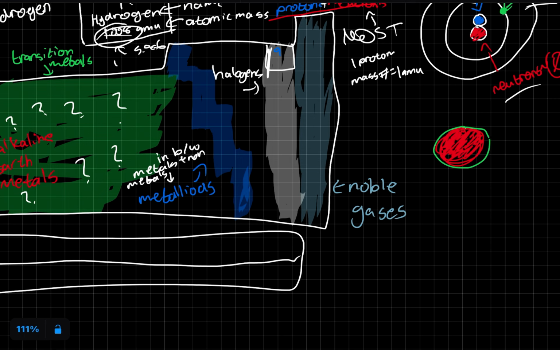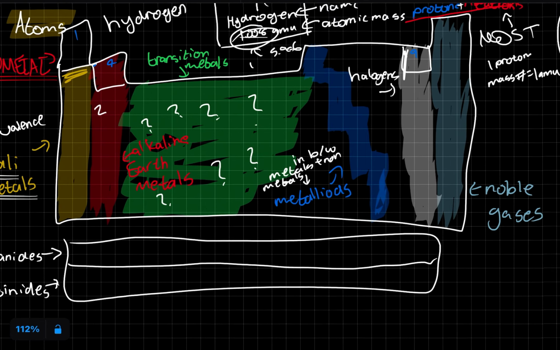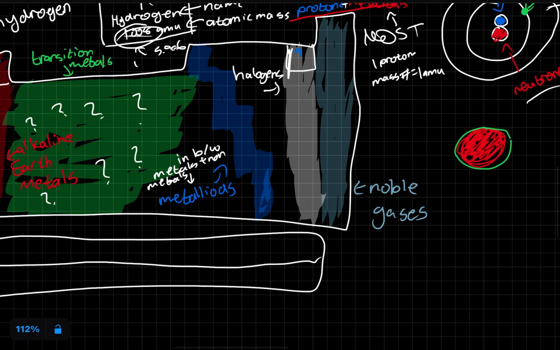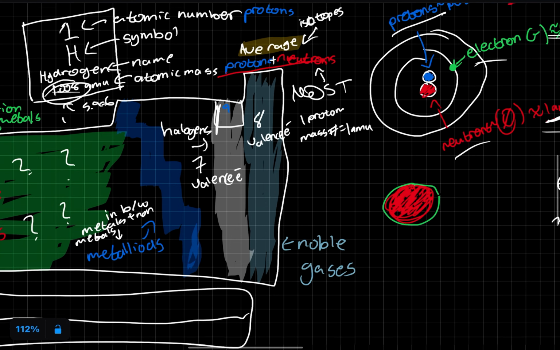And to the right of the metalloids are your non-metals. To the left are the metals except hydrogen. Hydrogen is a non-metal. And to the right of the staircase are the non-metals. And the halogens have 7 valence electrons. And the noble gases have 8 valence electrons. They're called noble because they've got a full octet.